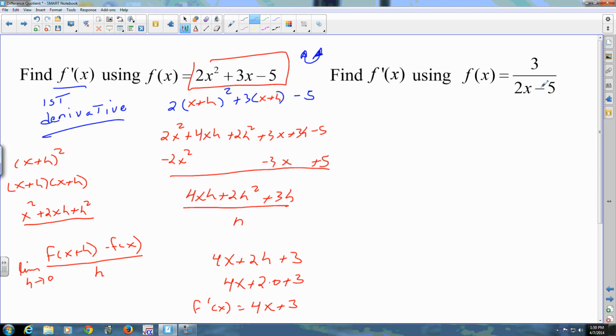What if you have this? All right. You start out by writing the function without the variable. Fill in x plus h. Okay, not much happens. How about I rewrite it as 2x plus 2h minus 5. All that's in the denominator. Subtract the original function. The original function was 3 over 2x minus 5.